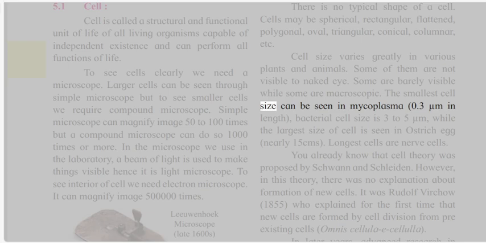The smallest cell size can be seen in mycoplasma, 0.3 µm in length. Bacterial cell size is 3 to 5 µm, while the largest size of cell is seen in ostrich egg, nearly 15 cm. Longest cells are nerve cells.